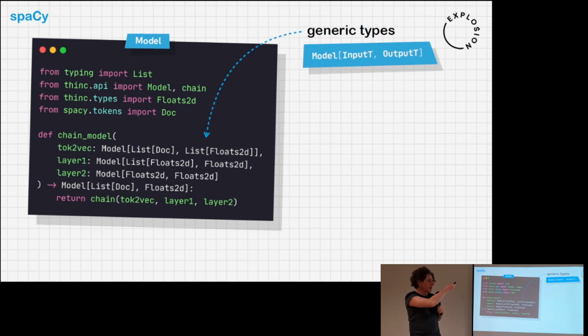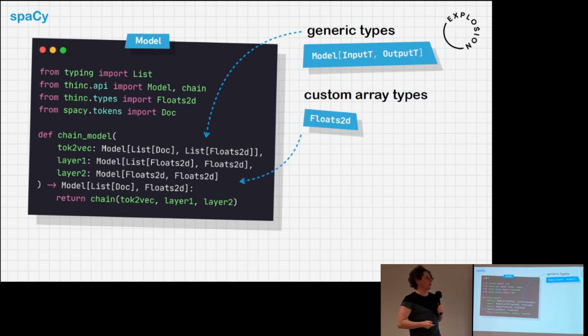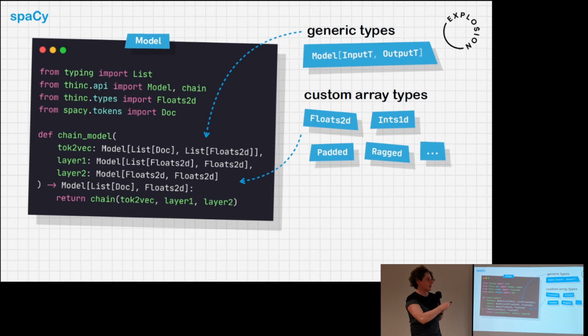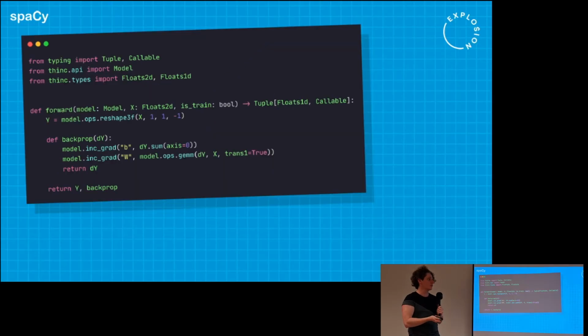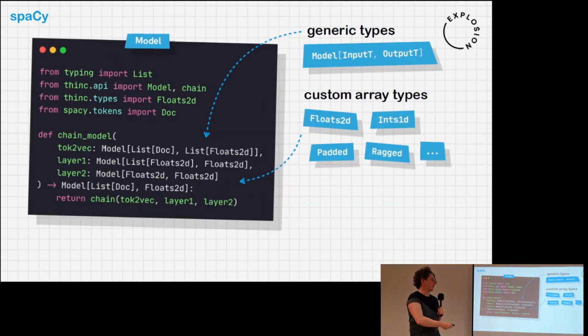As I said here, these are the generic types. We have these custom array types like this Floats2d, Ints1d. There's a number of other custom array types for containers. So we have one for padded arrays, one for a ragged format, etc. The output of this is type checked.